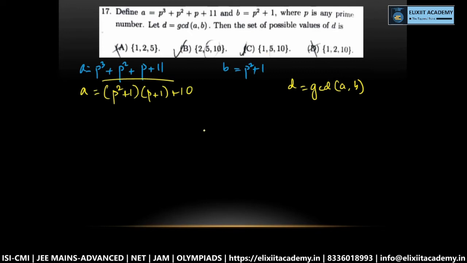The set of possible values of D is what? First of all, D is the GCD of A and B. Let's find the factors of 10, because this GCD depends on this 10. This D divides 10. So if we find the factors of 10, they are 1, 2, 5, and 10.